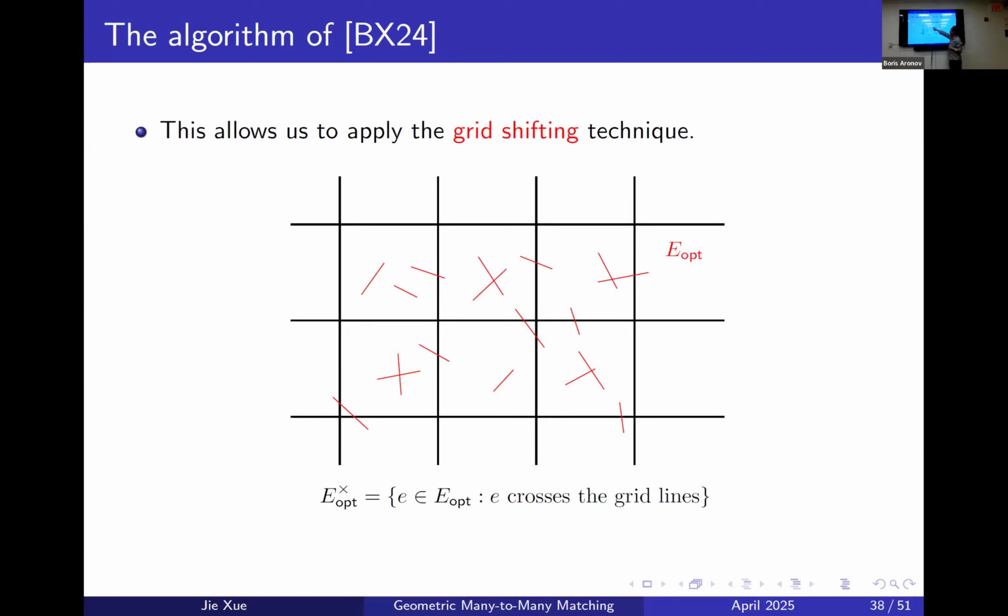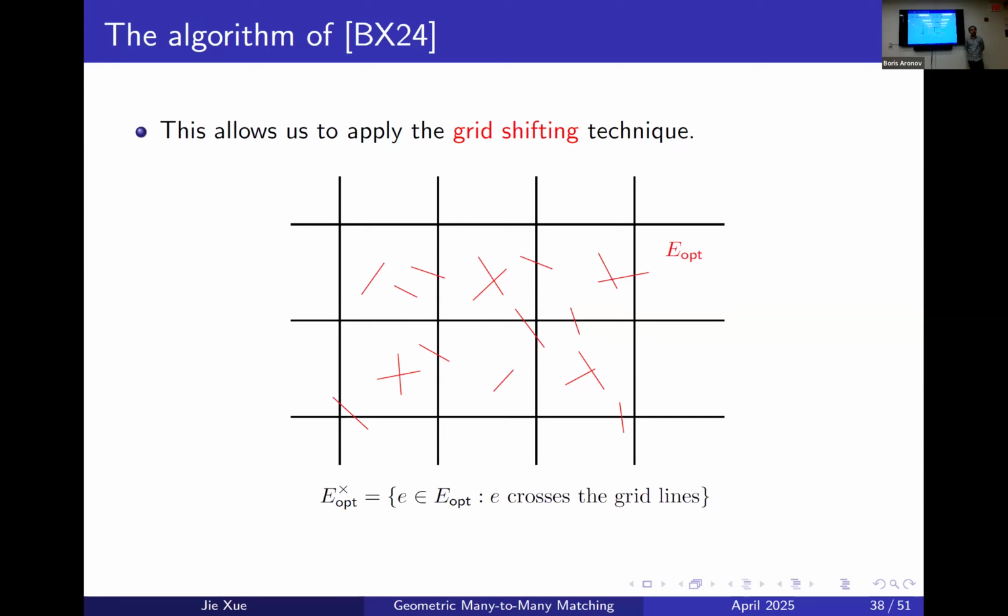As you can see, some of the edges are hit by the boundary of this grid, but some of the other edges are completely inside the cells. Let's call the edges intersecting the boundary of the cell crossing edges, and denote by E opt cross the subset of those edges. Now my question is, look at a specific edge. What is the probability that this edge will intersect the boundary of the grid?